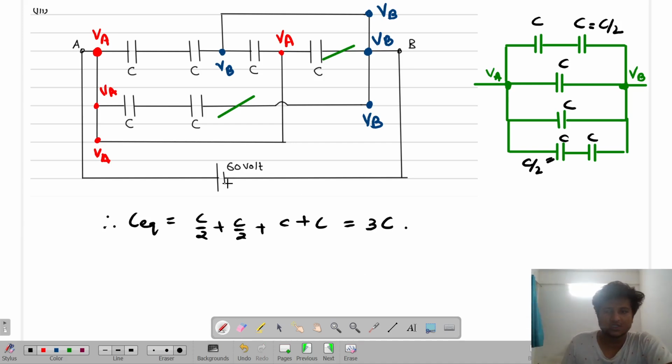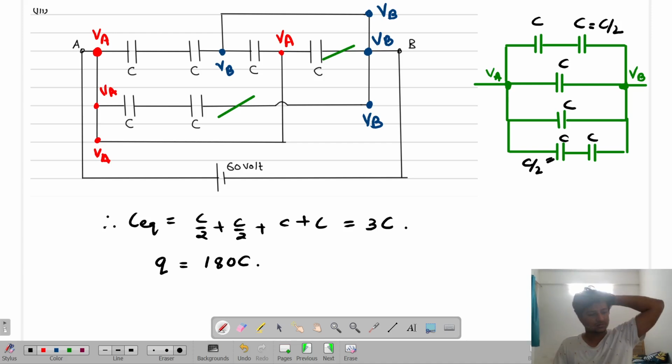And it is connected with how much volts of battery? 60. So therefore, charge on the whole circuit is how much? 180. Q is equal to CV, isn't it? So 180C. Are you able to get me? Now it is asking to find the charges on each capacitor. That was also the question. Yes, okay, so it is asking about charges also.